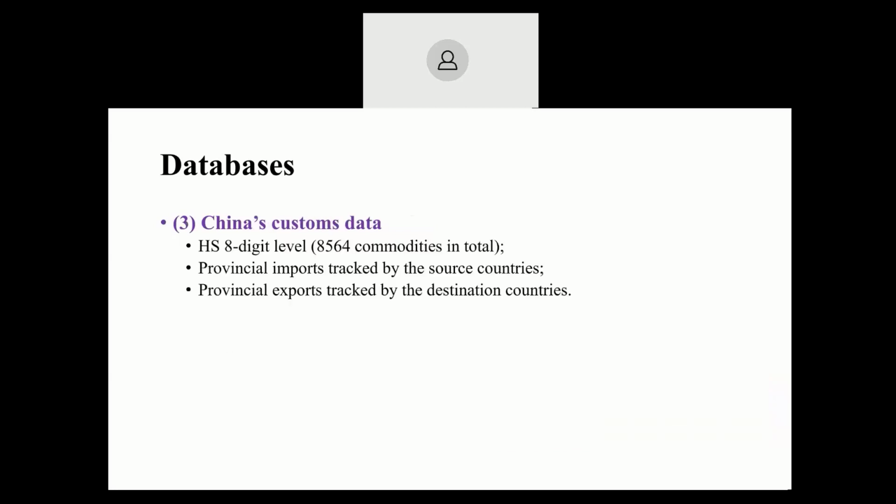The third database we used here is China's customs data. We got the customs data at the HS 8-digit level, with the provincial imports tracked by the source countries and the provincial exports tracked by the destination countries. All right, these are the databases we need.